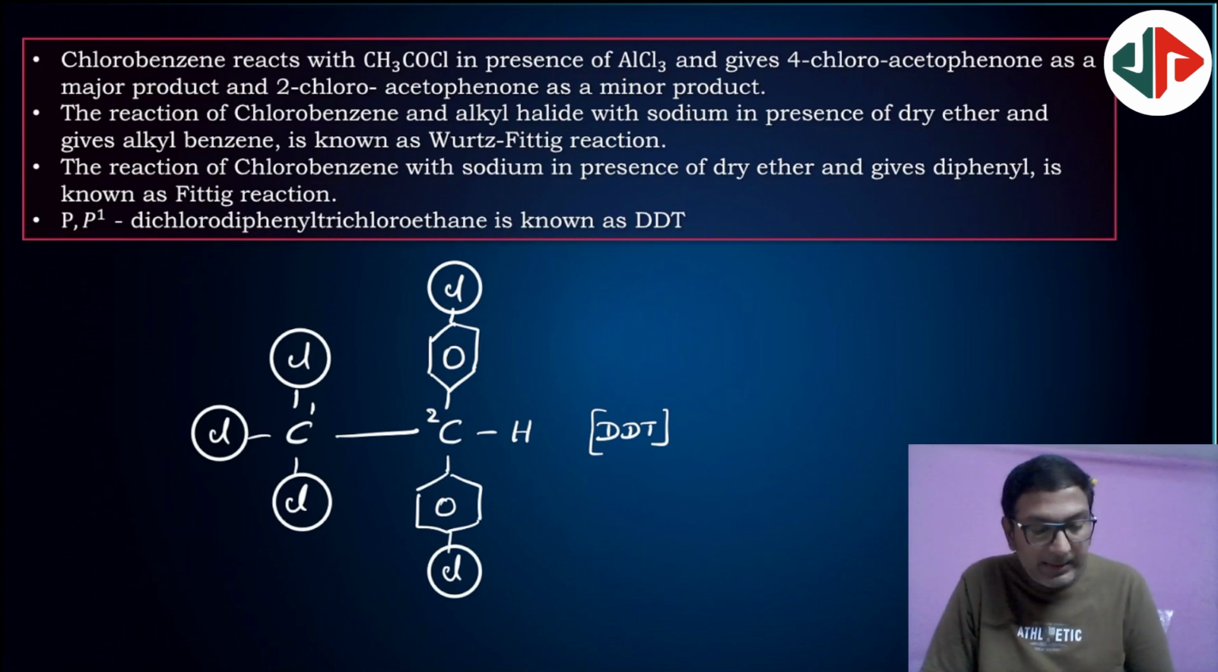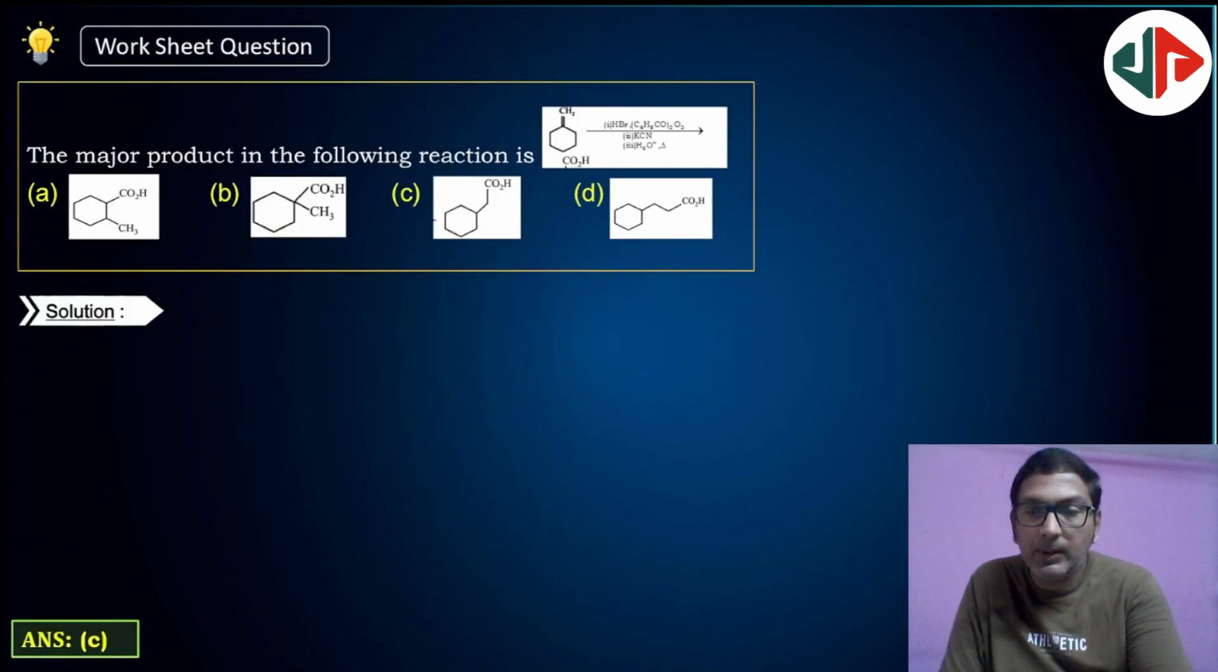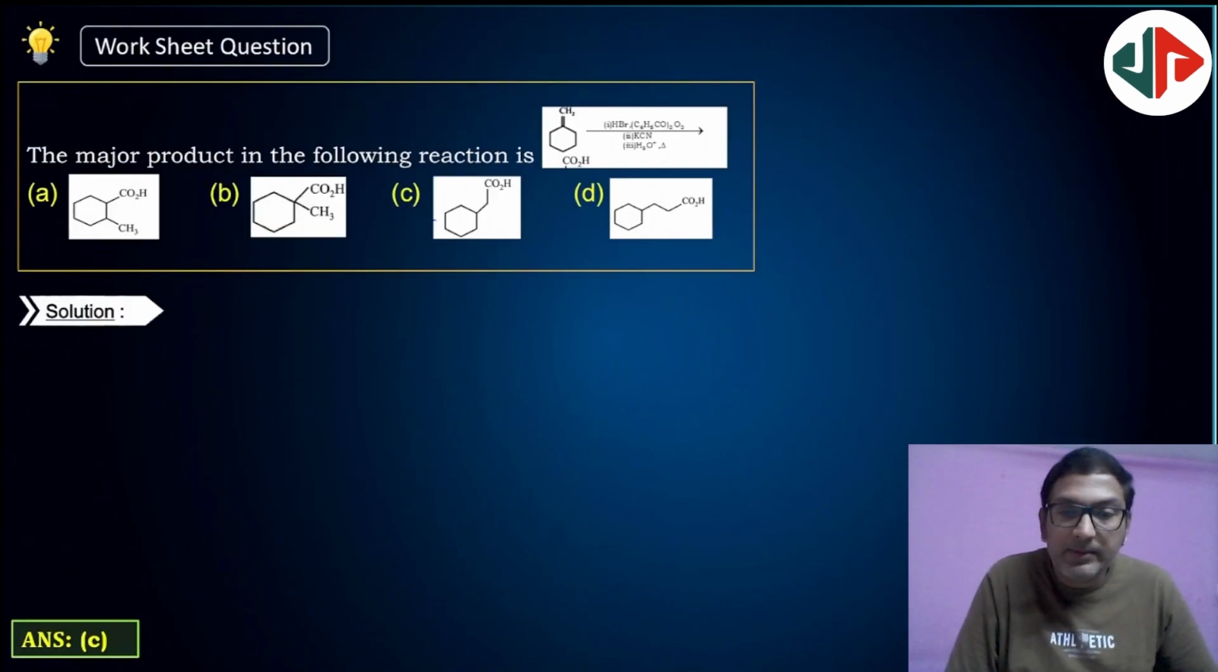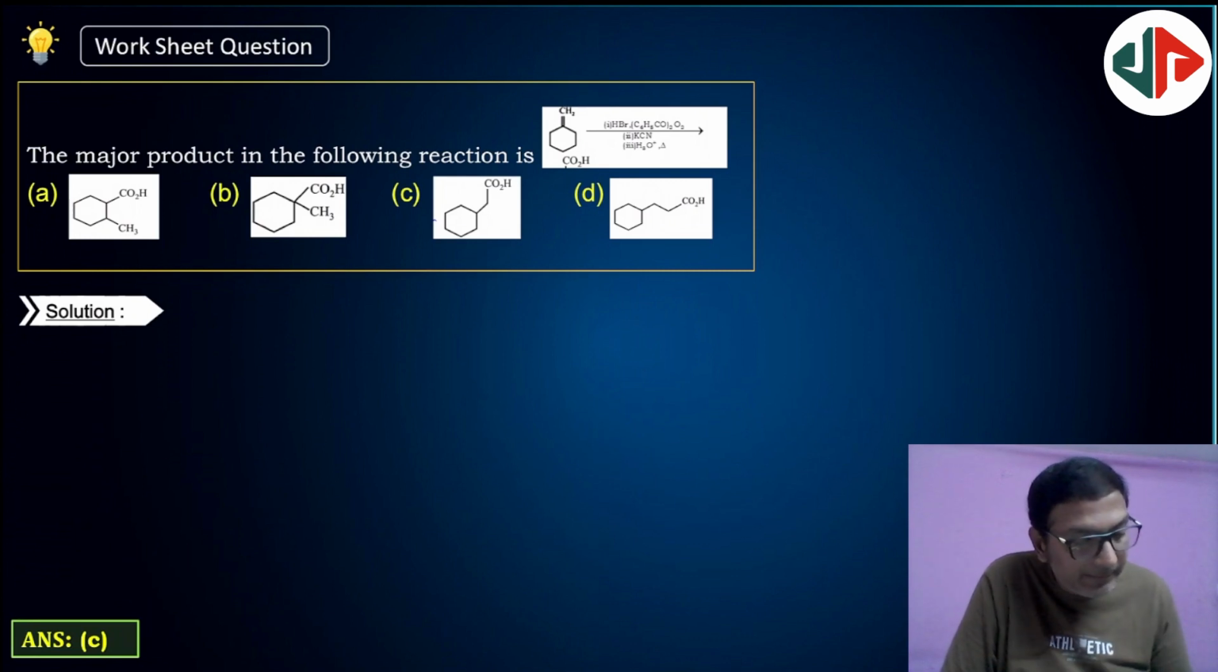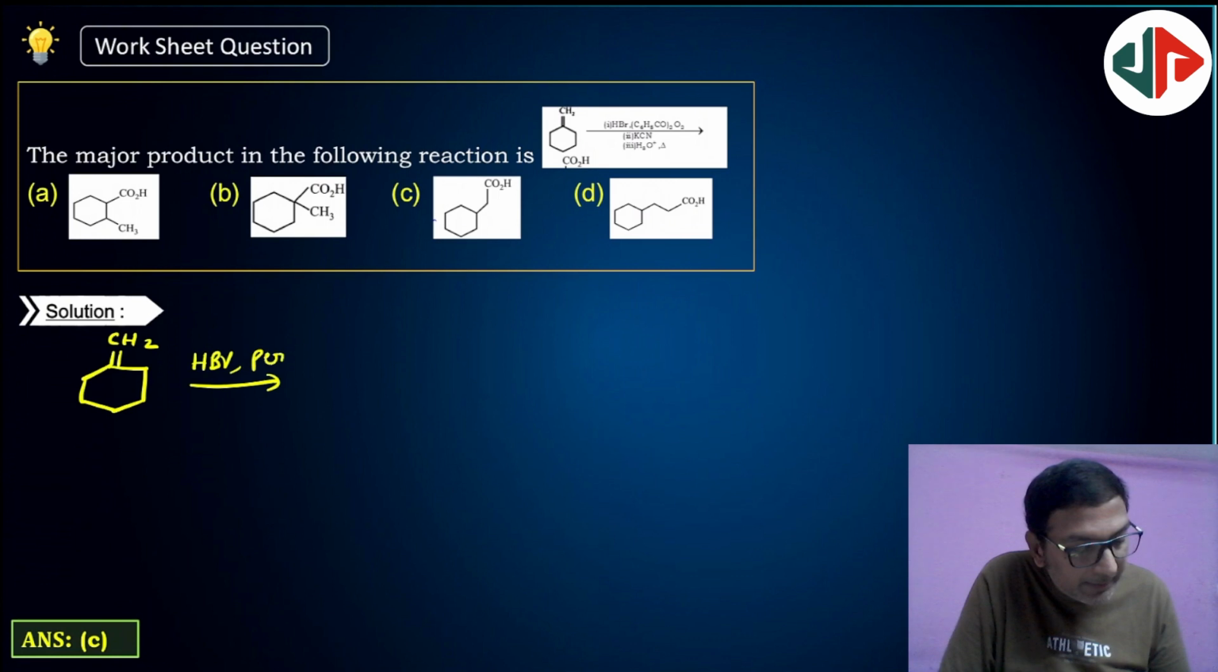So next we will discuss worksheet questions. First worksheet question: the major product in the following reaction is. Here the given compound has a double bond, CH2. First it reacts with HBr, and the given compound here is peroxide.